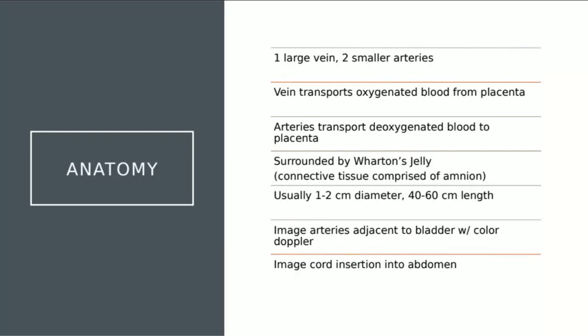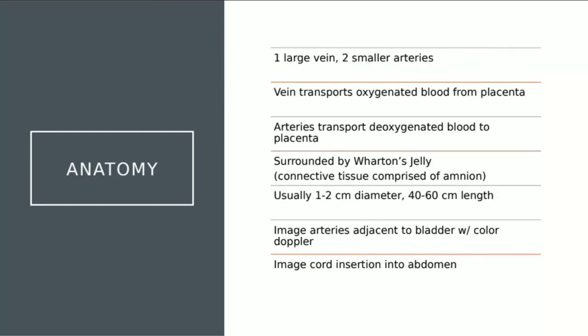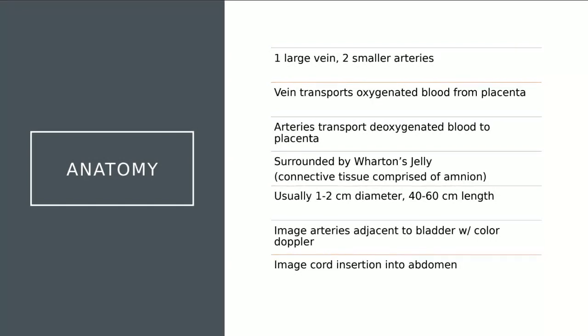The cord itself is going to be surrounded by Wharton's jelly. This is a connective gelatinous tissue that's made up of amniotic cells. The cord itself is going to be 1 to 2 centimeters in diameter, but 40 to 60 centimeters in length. So pretty long for the most part. It should be coiled. We'll talk about the coils in a second.